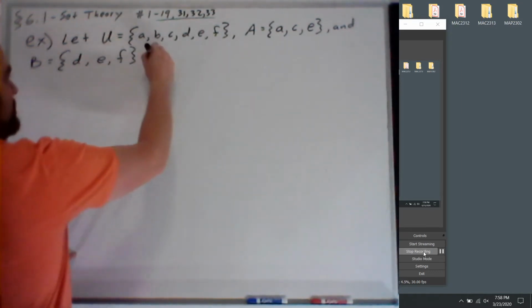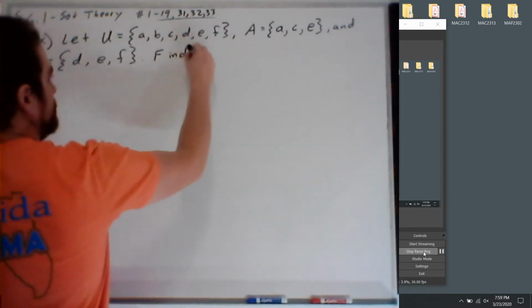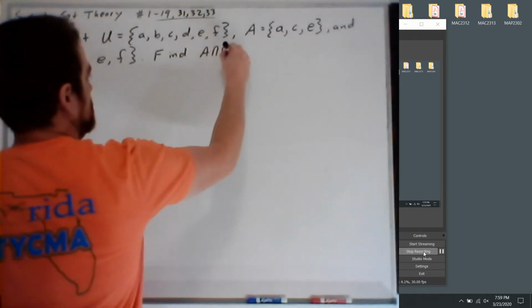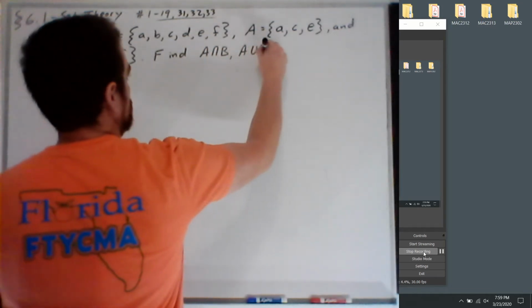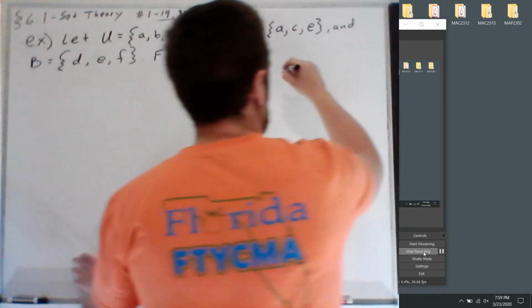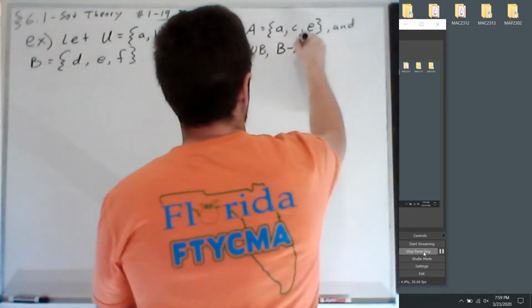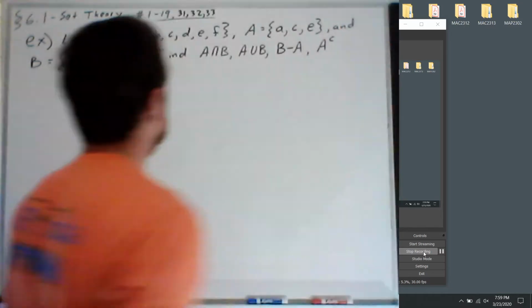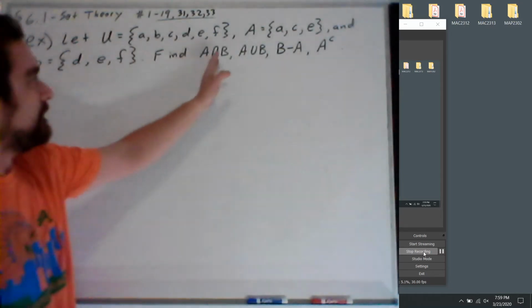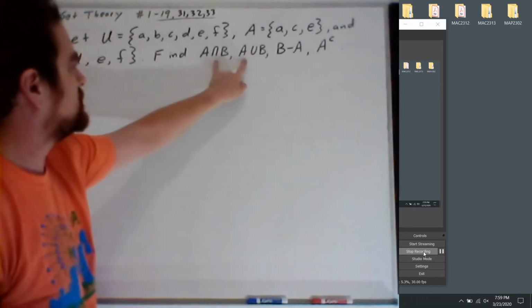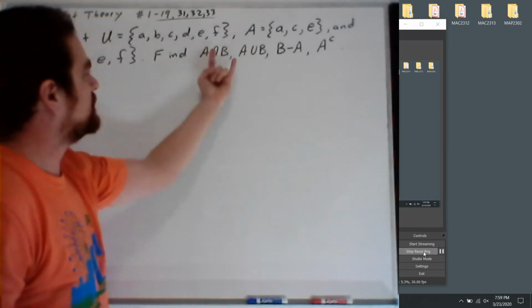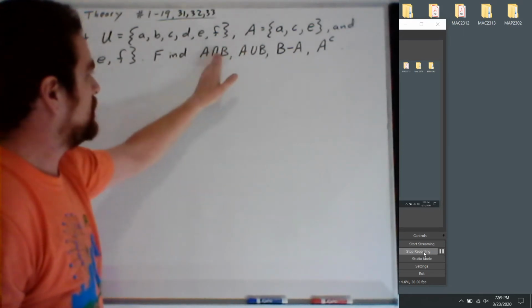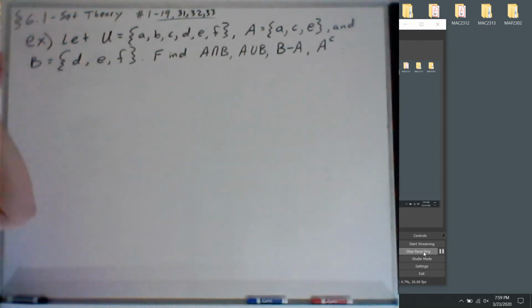Let's go ahead and find A intersect B, A union B. Let's find B minus A, and then while we're at it, we'll find A complement. All right, so let's go through one of the definitions each here. I think I did the union definition first and then the intersection definition. But let's find all four of these. Doesn't matter really what order we do them in.